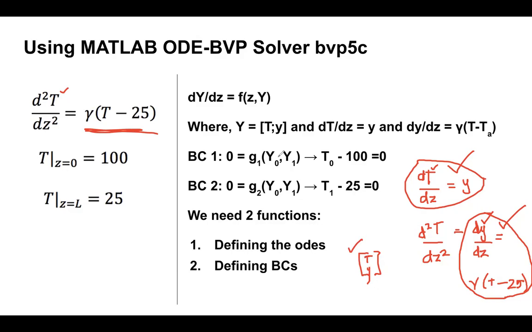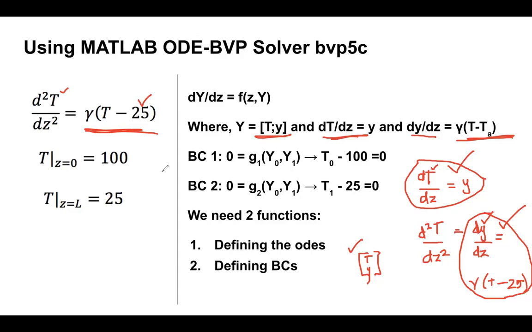So that's exactly what is happening here. We have two variables, T and y. I'm calling the whole vector capital Y. Here, what is the small y? Small y is nothing but the gradient dT by dz. And you can write dy by dz, which is whatever I've written here, is equal to gamma times (T minus Ta), where Ta is nothing but 25. So this is how you convert a second order ODE into two first order ODEs. I hope this part is clear.